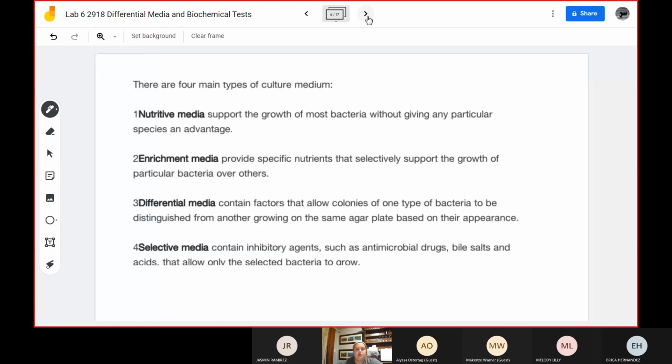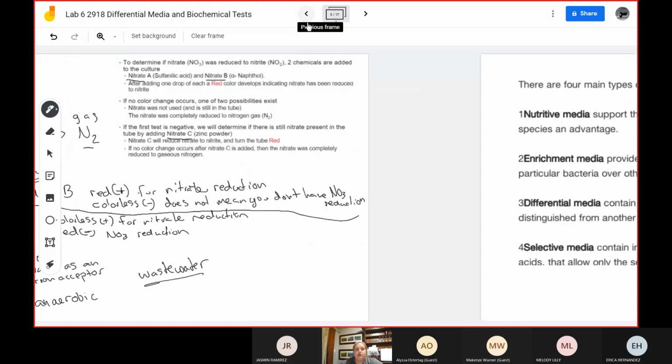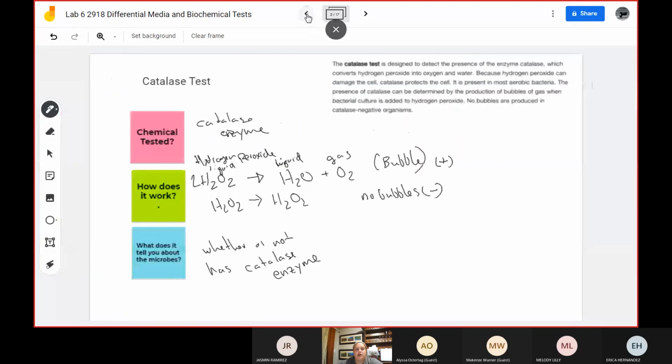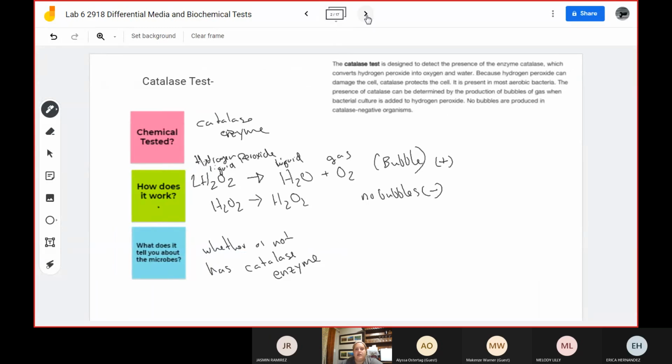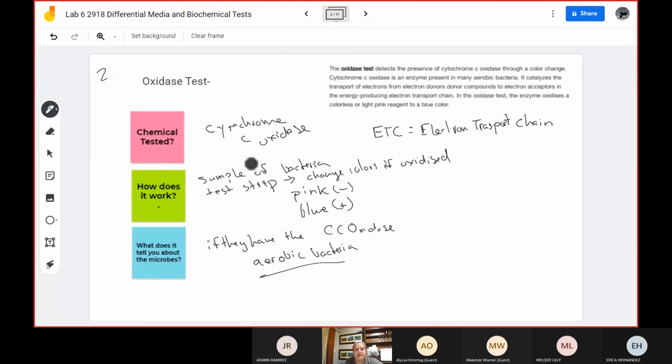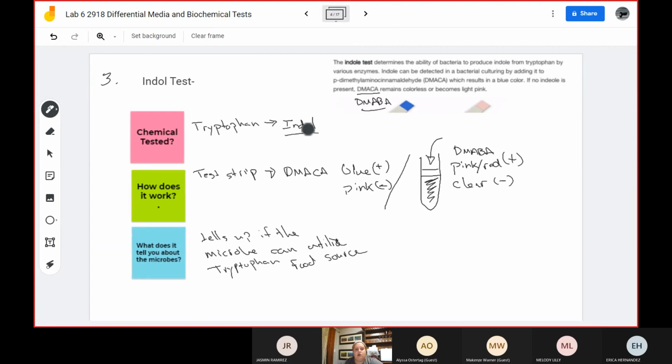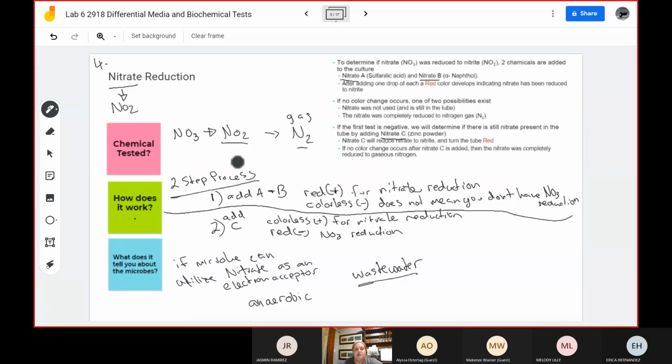Next one. So now we're going to switch gears a little bit. Each of these previous 4 are purely biochemical tests. So we had the Catalase Test looking for the breakdown of hydrogen peroxide. We had the Oxidase Test looking for the oxidation by this electron chain acceptor enzyme. We had the Indole Test where you're looking for the breakdown of tryptophan because it's being eaten. And you have Nitrite Reduction, the breakdown of nitrate to eventually N2 gas as an electron acceptor.